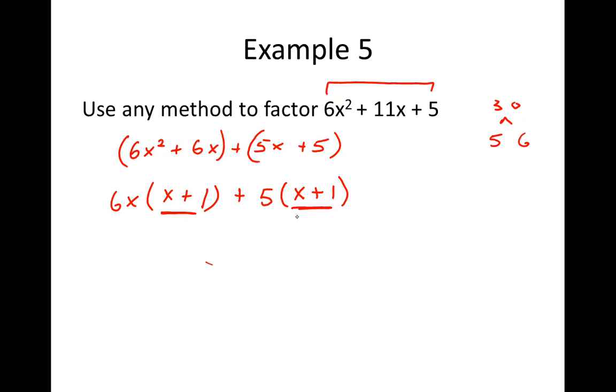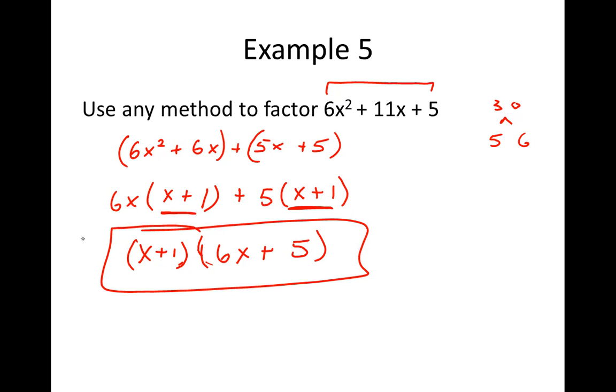So here we go. We have x plus 1s. I can pull out my x plus 1. And what am I left with? 6x plus 5. And we could have switched these around. We could have put 5x and 6x. You get the same thing on this one. There will be a sum, right? I've seen it before where it mattered how you grouped them up.